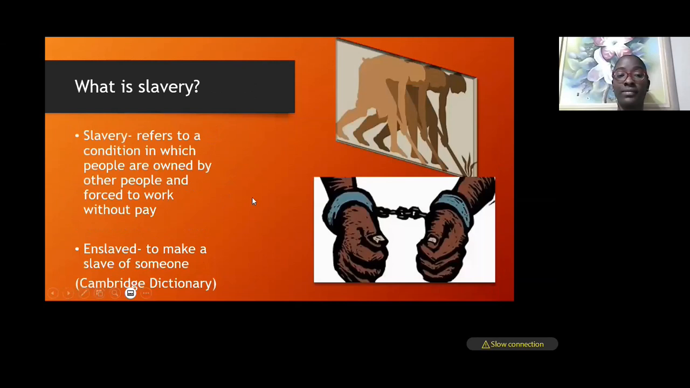So let's go further. So what is slavery? What would be your definition of slavery? So my definition of slavery is that it refers to the condition in which people are owned by other people and forced to work without pay. So it means you don't have any freedom of movement or even an opinion.